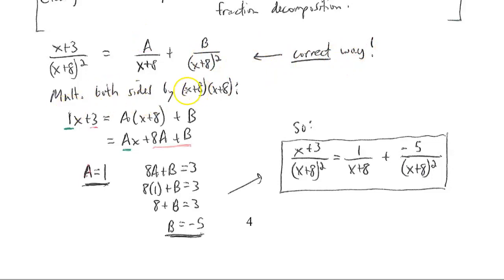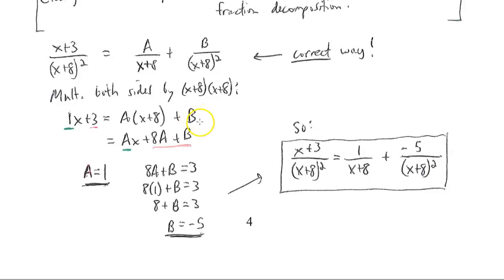If we multiply both sides by x plus 8 times x plus 8, the left side will just end up being x plus 3, and I'm going to write it as 1x plus 3. You'll see why in a second here. The right side, we'd have a over x plus 8 times this. Well, one of these x plus 8s would cancel, and we'd be left with a times x plus 8. And if we do b over x plus 8 squared times this, well, both of those will cancel with both of these here, and we're just left with b.